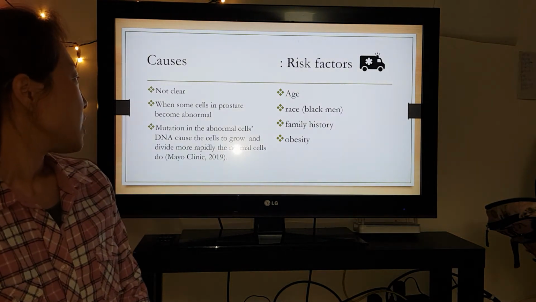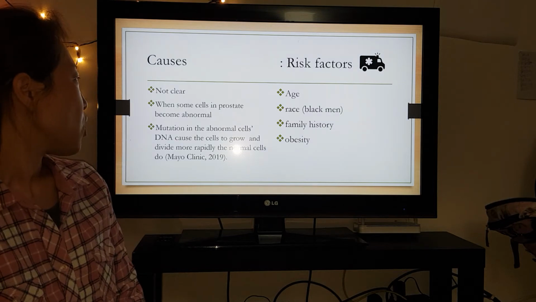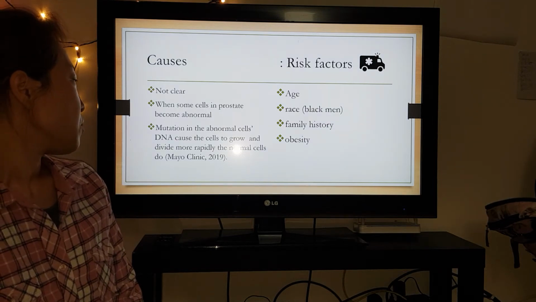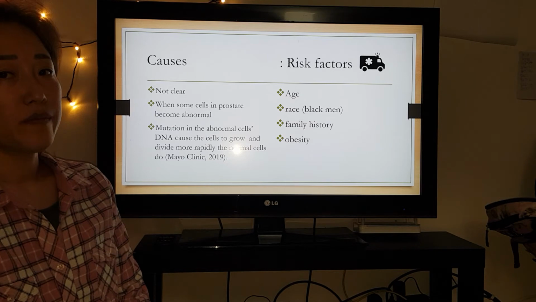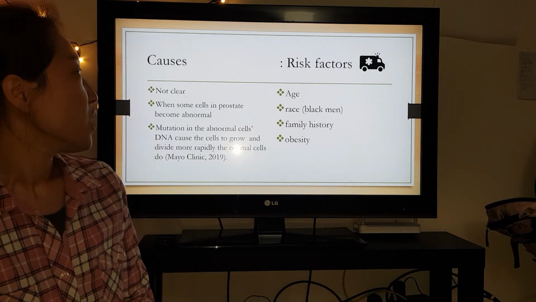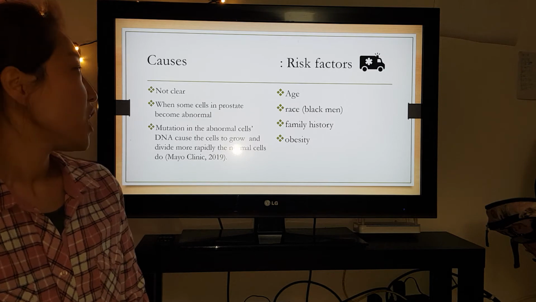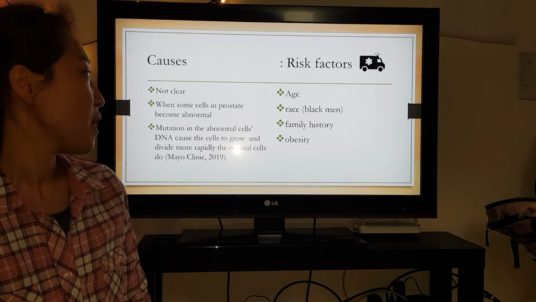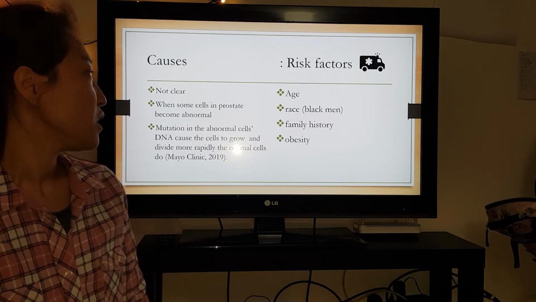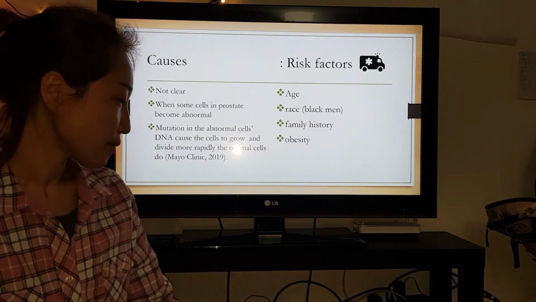The mutation in the DNA of the abnormal cells causes the cells to grow and divide more rapidly than normal cells do. So those are the very common risk factors. The first one is age, and race, black men especially, the family history, and obesity.